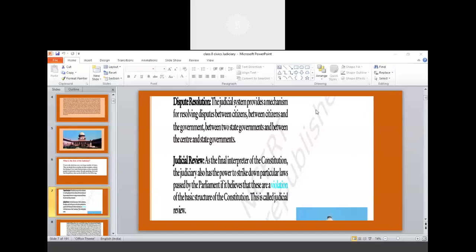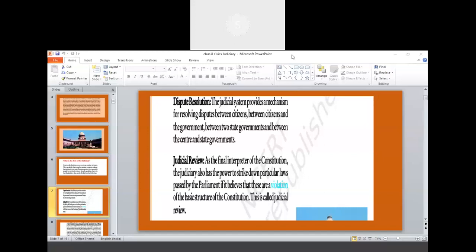The third one is called advisory powers. Please write down advisory powers. According to the advisory power, the Chief Justice of India, CJI, can advise the President and Prime Minister of India in case they are having some complications or require advice on legal issues.